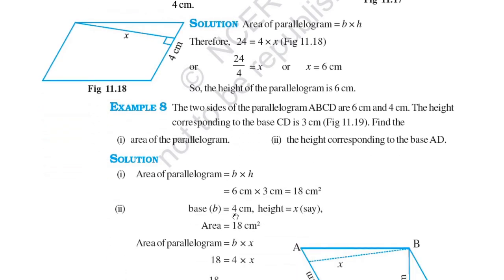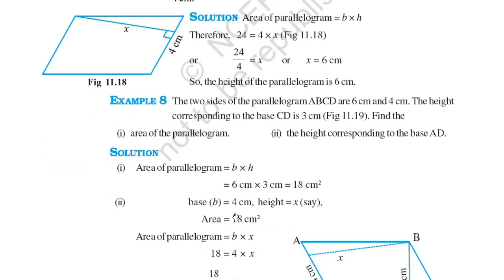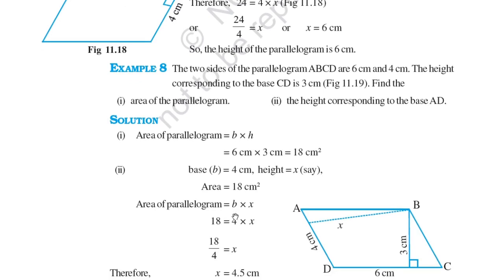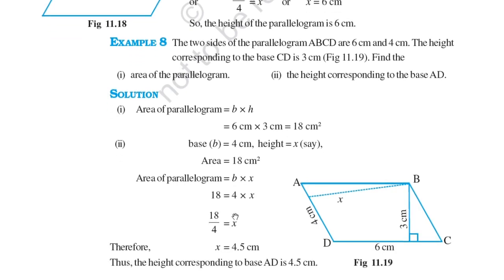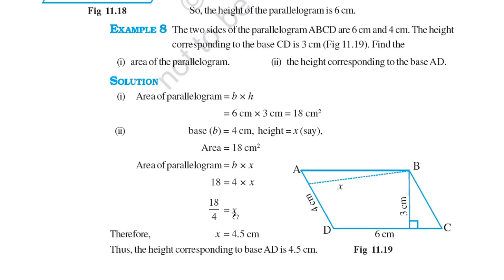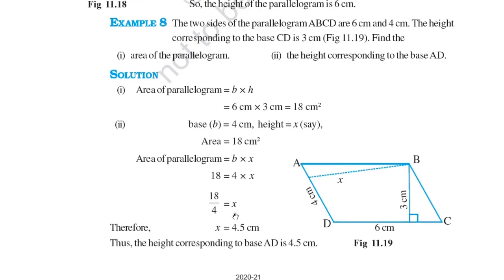Example number 8. The sides of the parallelogram ABCD are 6 cm and 4 cm. The height corresponding to the base CD is 3 cm. You can see in figure 11.19. Find the area of parallelogram and the height corresponding to the base AD. So area of parallelogram is B into H. So 6 into 3 becomes 18 cm square.